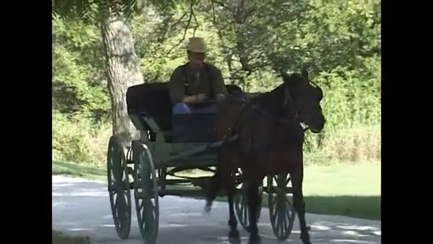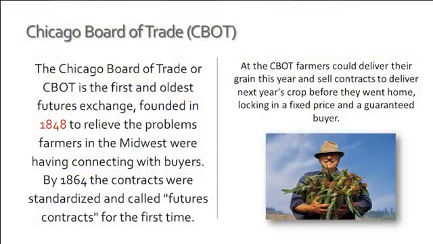Founded in 1848 to relieve the problems farmers in the Midwest were having connecting with buyers. By 1864, the contracts were standardized and called futures contracts for the first time. At the CBOT, farmers could deliver their grain this year and sell contracts to deliver next year's crop before they went home, locking in a fixed price and a guaranteed buyer.